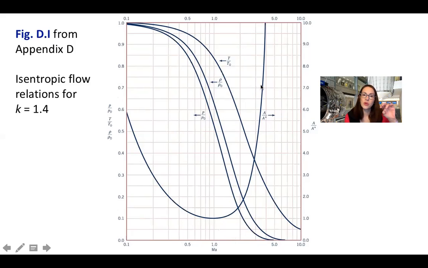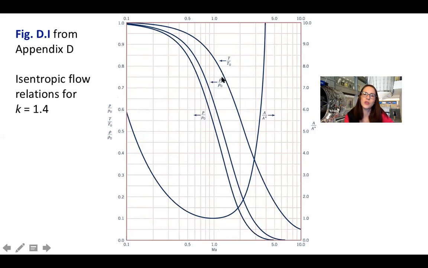And then we've got 4 different curves, and we just have to pick the right one depending on what we're interested in. So we'll ignore A over A star for now. That's for a converging, diverging nozzle. A star is the smallest cross-sectional area. It's called the throat for a converging, diverging nozzle. We'll ignore this one for now.